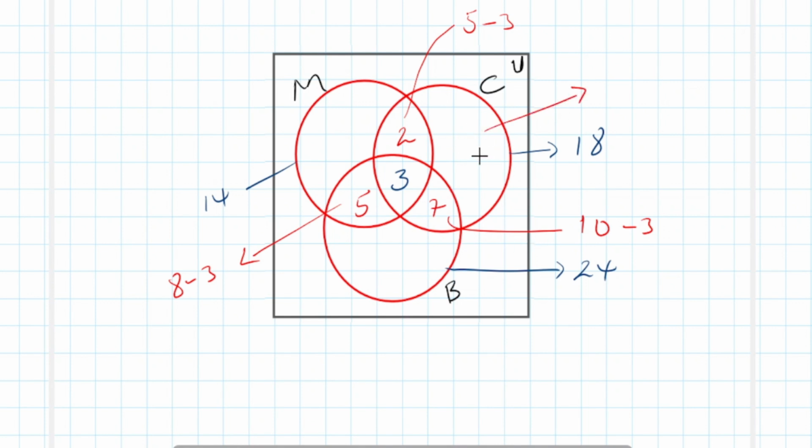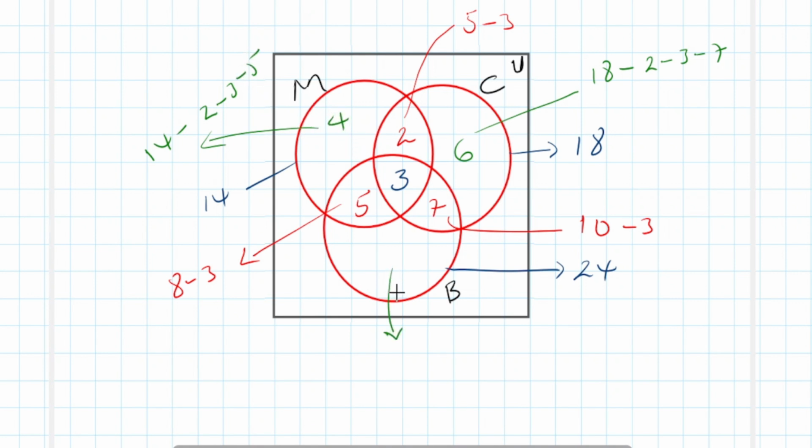This region is the number of students who study chemistry only: 80 minus 2 minus 3 minus 7, which equals 68. This region is the number of students who study maths only. How can we get this? Simply we subtract 40 minus 2 minus 3 minus 5, which equals 30.